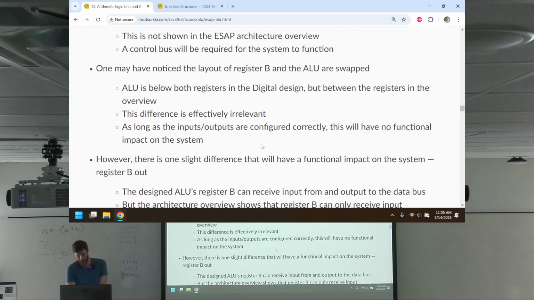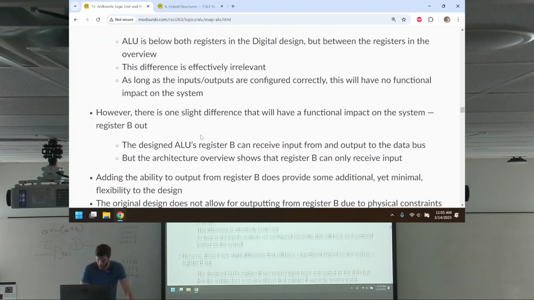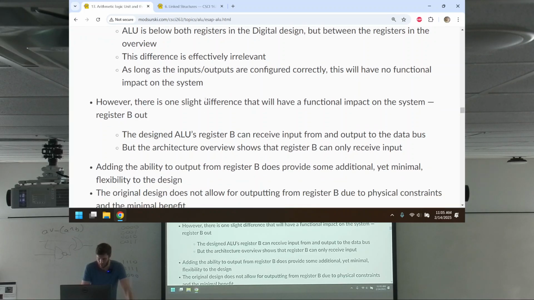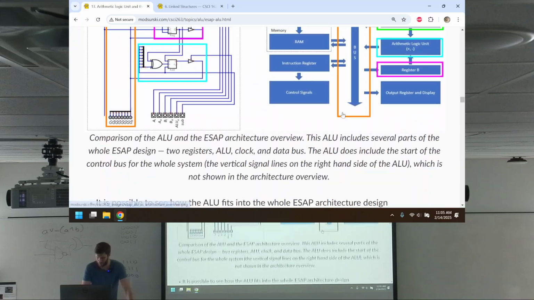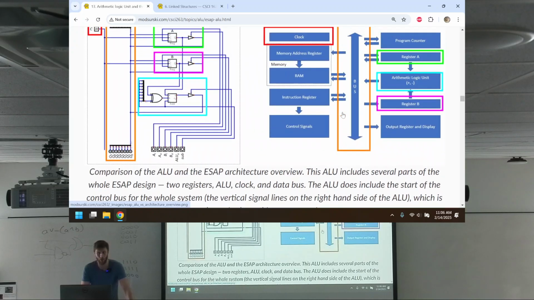As long as everything inputs and outputs, where they are doesn't really matter as long as everything's connected correctly. There's one slight difference. You'll notice here is a difference I did intentionally.